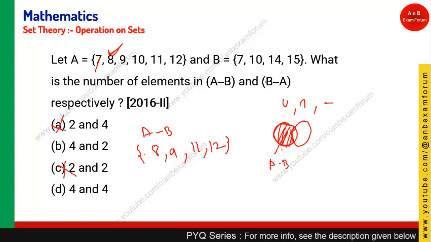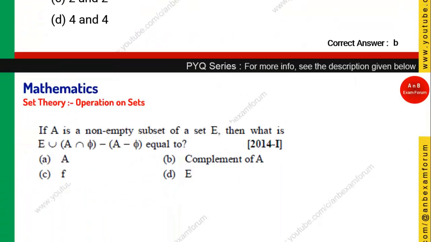So let's see what are the elements present in B minus A. B minus A means the elements which are present in B but not in A. So what will be that? 7 is present in both A and B, 10 is also there. 14 and 15 are not present in A but they are present in B, so it will be 14 and 15. So there are 2 elements in B minus A, so option B is the right answer. 4 and 2 is the right answer. So those who have given option B, they are right. Let's see the next question.